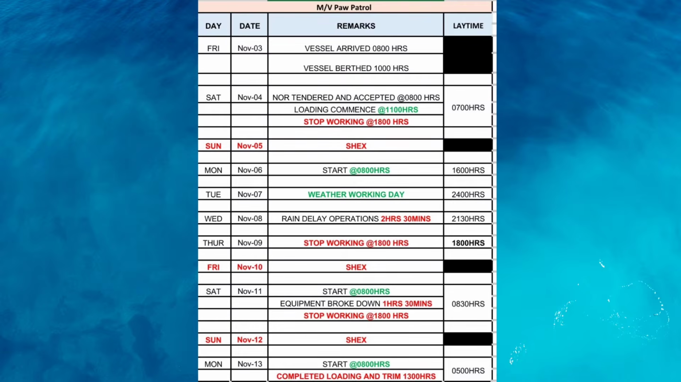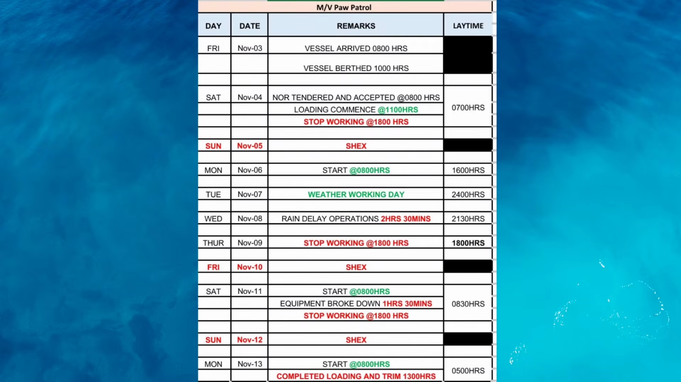Now, let's move on to Tuesday, November 7th. The question did not state that there were any interruptions for November 7th. So, it is considered to be a weather working day, and a weather working day consists of 24 consecutive hours. So that means the vessel was loading for 24 hours straight. So the lay time would be 2400 hours.